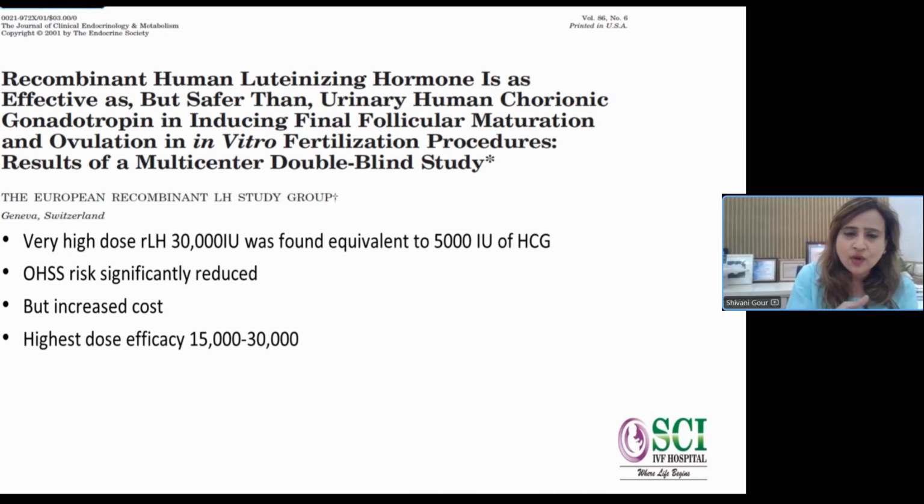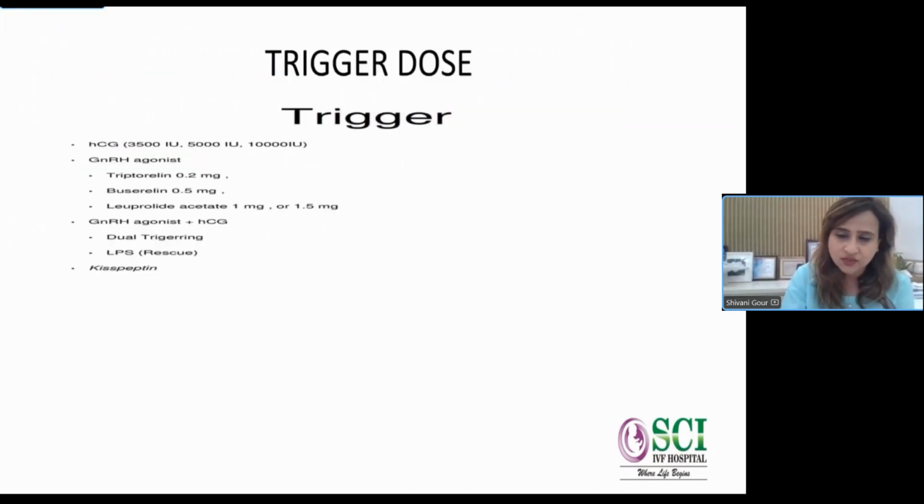It was the European recombinant LH study group. A very high dose of almost 30,000 was found to be equivalent to 5,000 units of HCG. OHSS is significantly reduced but cost is increased, and highest efficacy is between 15 to 30,000. So recombinant LH is absolutely not a viable option for trigger.